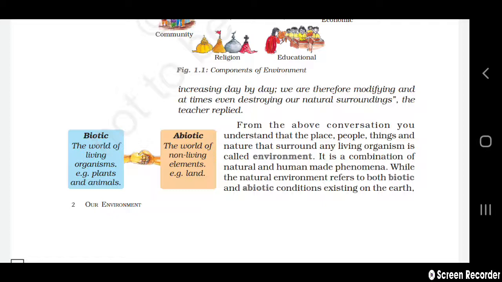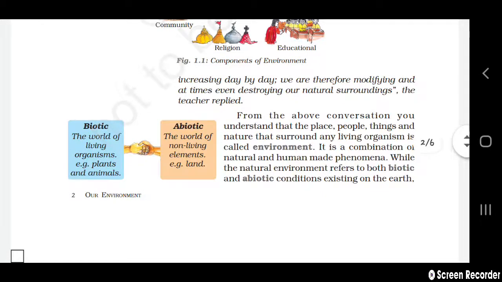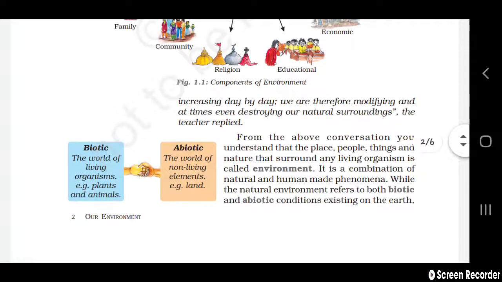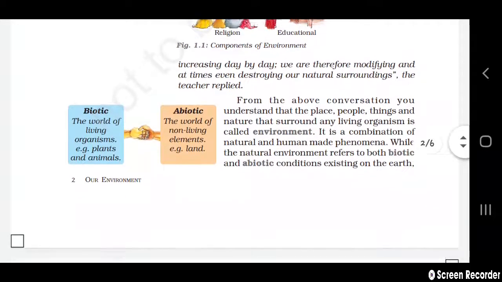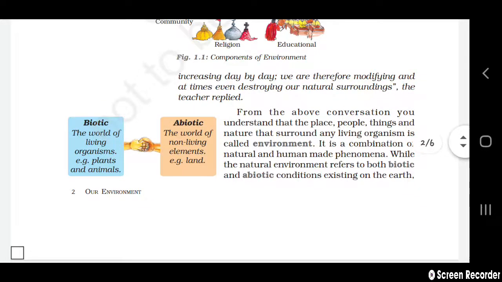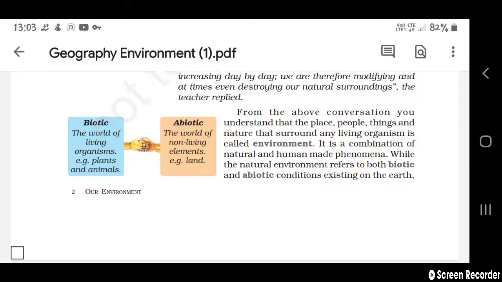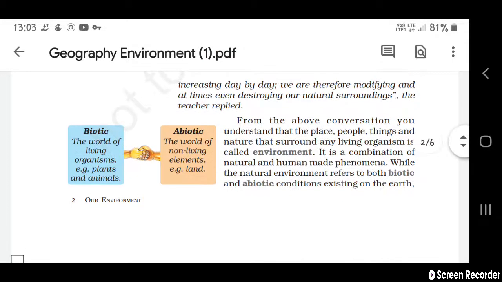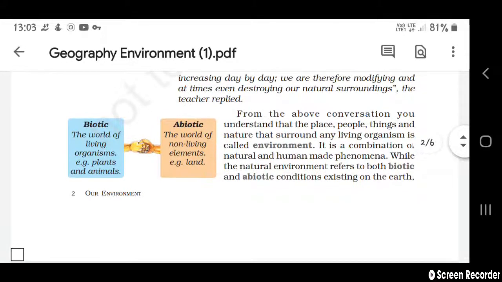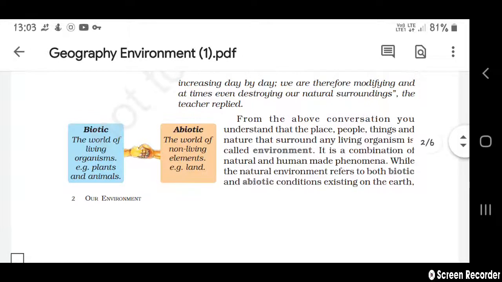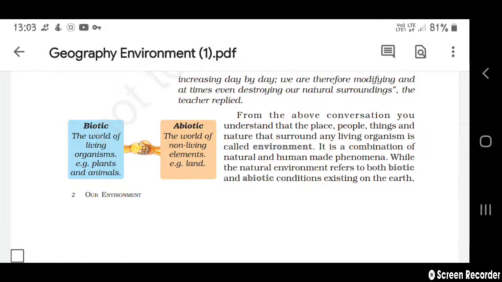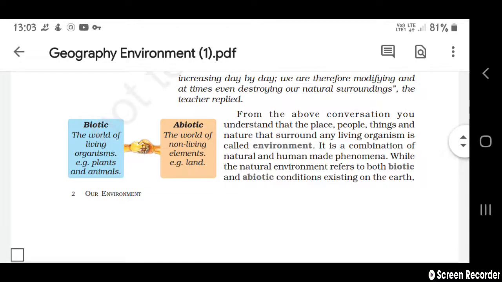From the conversation between Ravi and his friends, and between Ravi and the teacher, you understand about the place, people, things, and nature that surround any living organism. The things, place, and nature that surround any living organism are called the environment, and it is a combination of human, natural, and human-made phenomena.